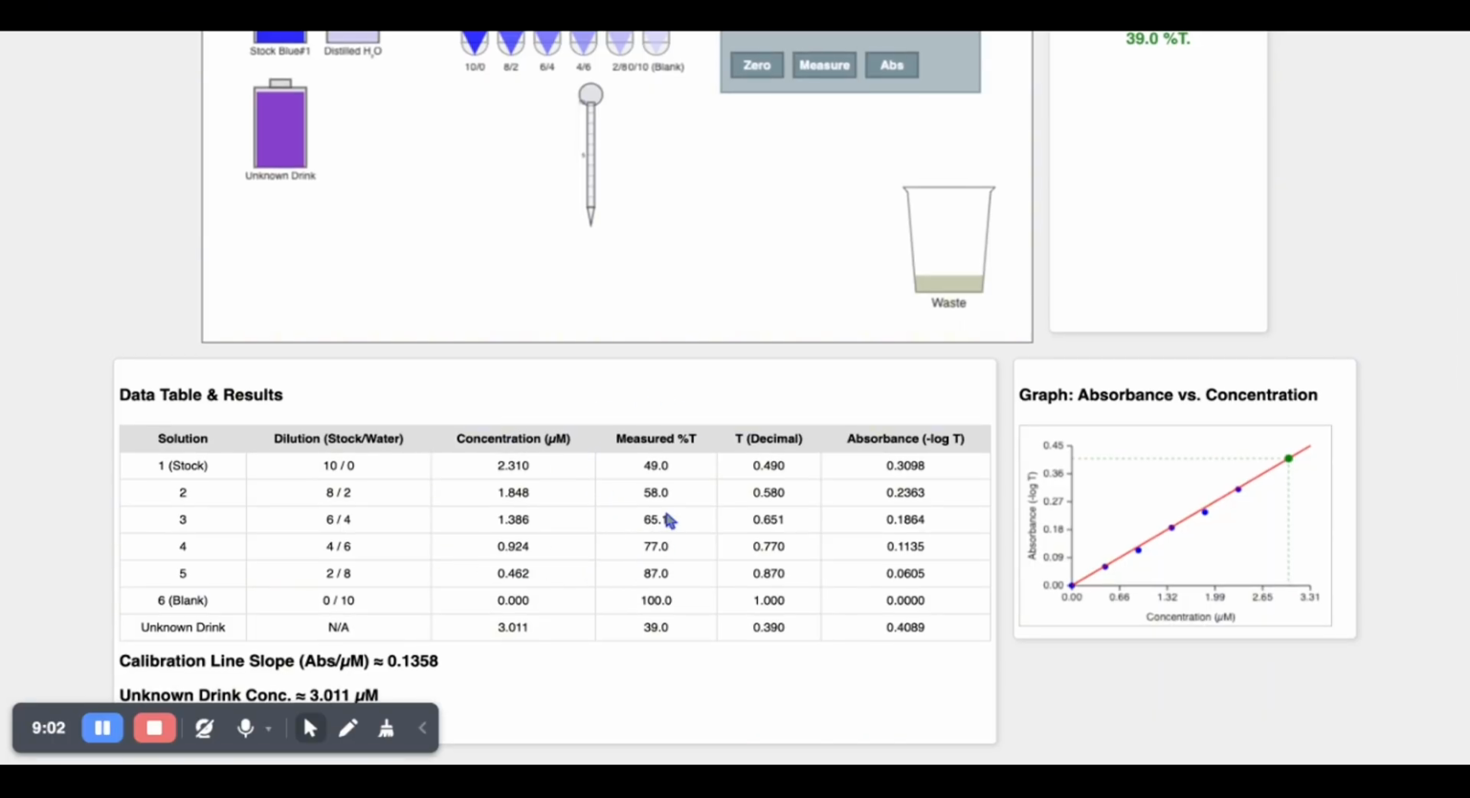Absorbance values decrease as the dye concentration decreases. These values are used to generate the calibration curve. The graph forms a straight line, which confirms that the dye follows Beer's law. The slope of this line is 0.1358, as we could see right here. And the unknown solution percent transmittance was 39%.